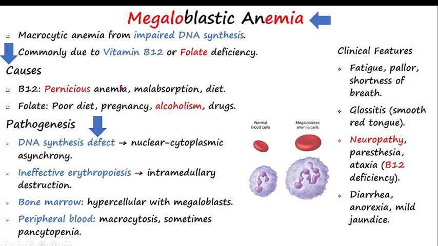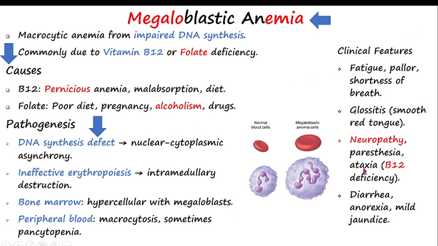DNA synthesis. You can ask yourself: vitamin B12 and folate help in the formation of thymine nucleotide from uracil. If there is no vitamin B12 and folate, there will be no formation of thymine. If there is no thymine, there is no nucleotide, or building block, of DNA.